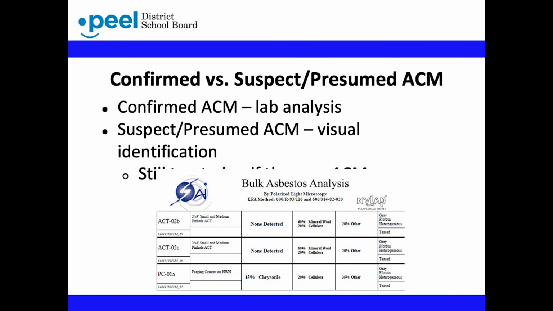Suspect or presumed ACM is a material that has been visually identified to be asbestos-containing by a qualified consultant, but no sample was taken. Consultants make this determination based on the type of material, its appearance, and age of the building. This is done in some circumstances where sampling a material may cause damage or when a material is inaccessible. Suspect or presumed ACM must still be included in a building's asbestos inventory and must be treated as if it were confirmed asbestos in how it is handled, removed, and disposed.